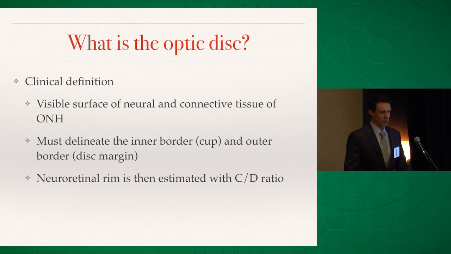And what you're looking at when you look under the slit lamp or at a stereophoto is the visible surface of the neural and connective tissue of the optic nerve head. And as clinicians, we have to delineate the inner border of the cup and then the outer border and the disc margin. And then we can use some sort of estimate, such as the cup-to-disc ratio or rim area, to try to approximate the amount of neuroretinal rim that the patient has.